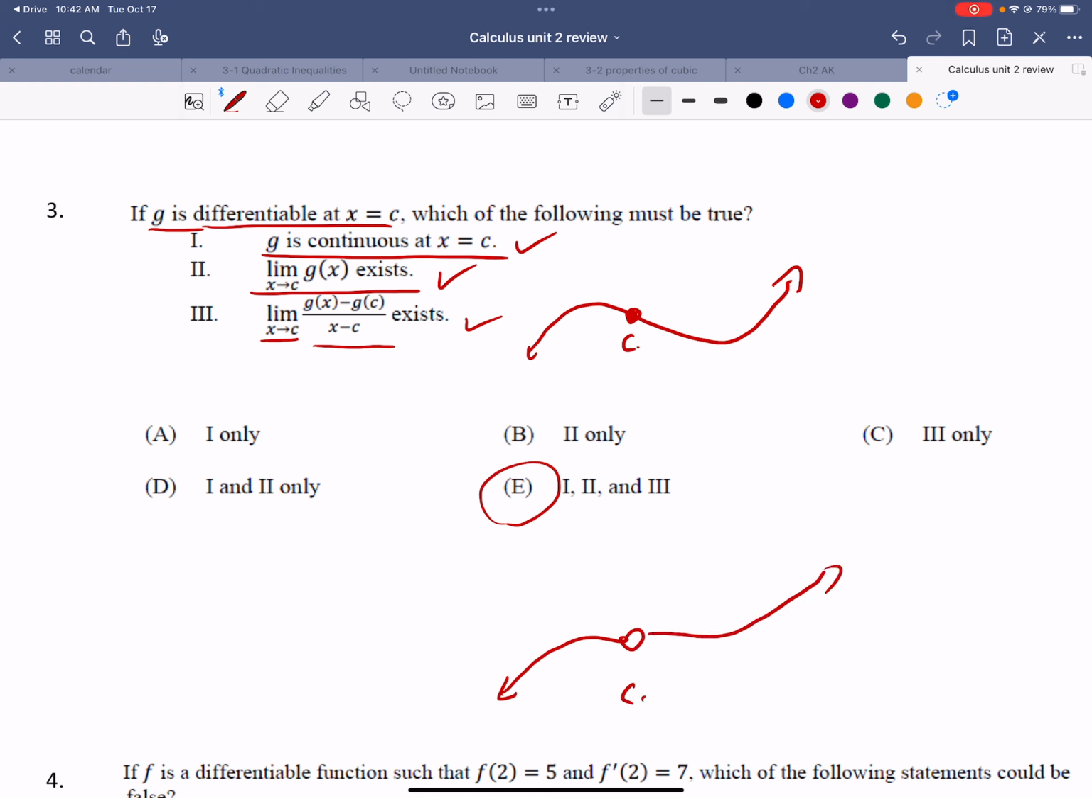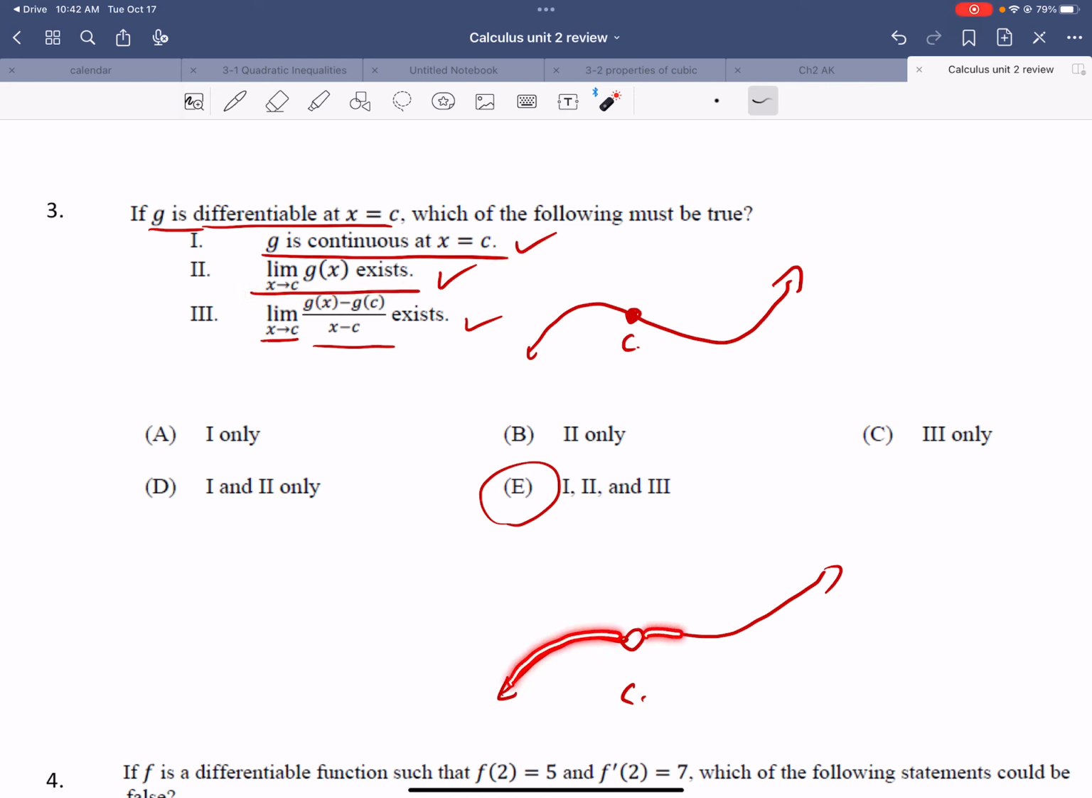And that's a C. Now, here's the thing. Let's say you don't have this one, okay? You just have this graph. Now, is that continuous at C? No. So the first one is no. Does a limit exist? Yes.